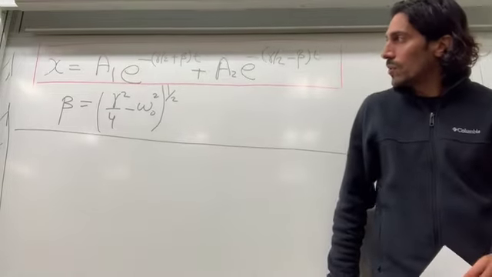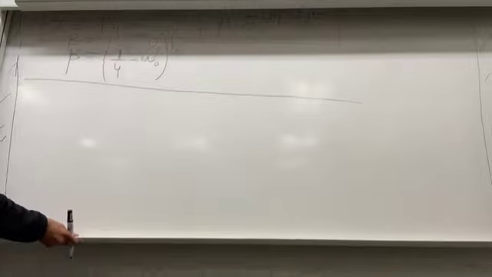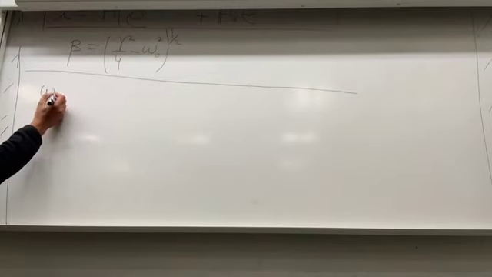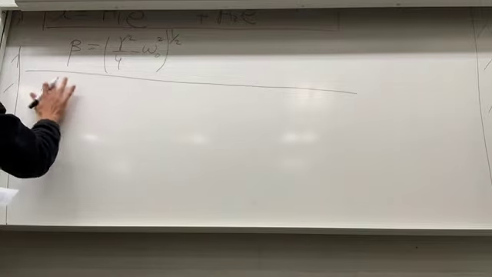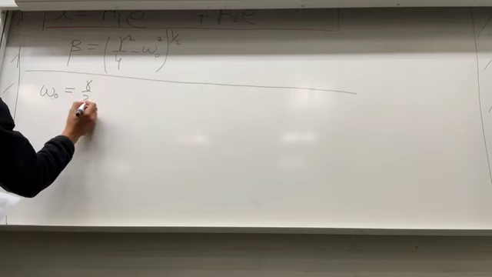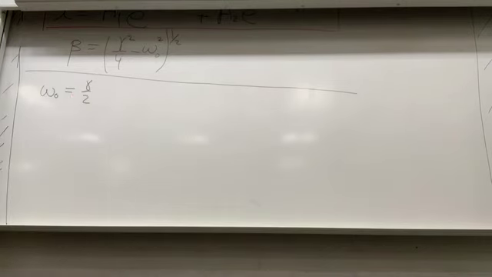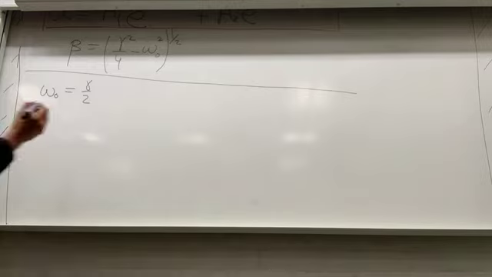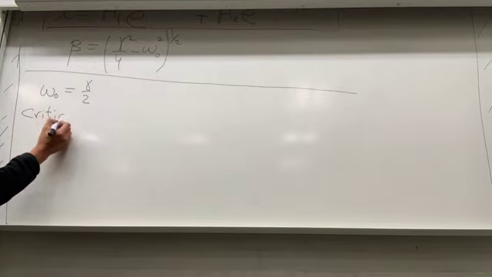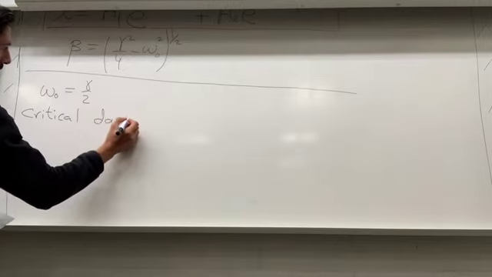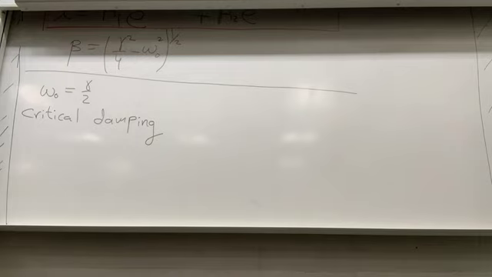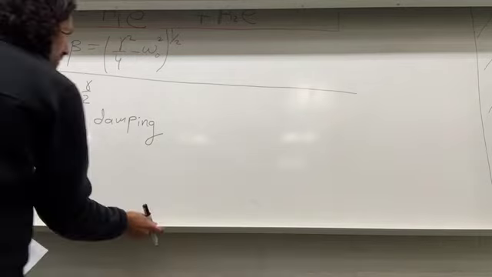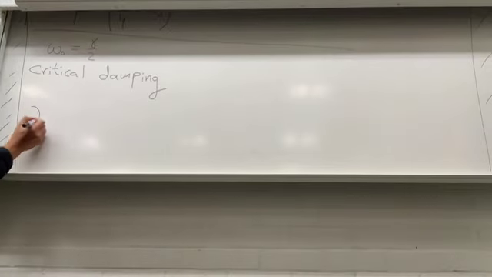And finally, there is one more scenario, and that is when these two are equal. So let's look into that. So when omega 0 is equal to gamma over 2, and it's exactly equal, this is called critical damping. Now, in this case, you would have something like this, the final solution.